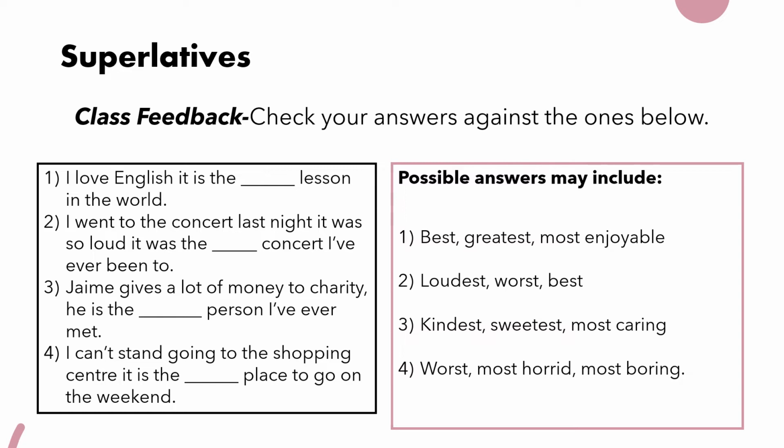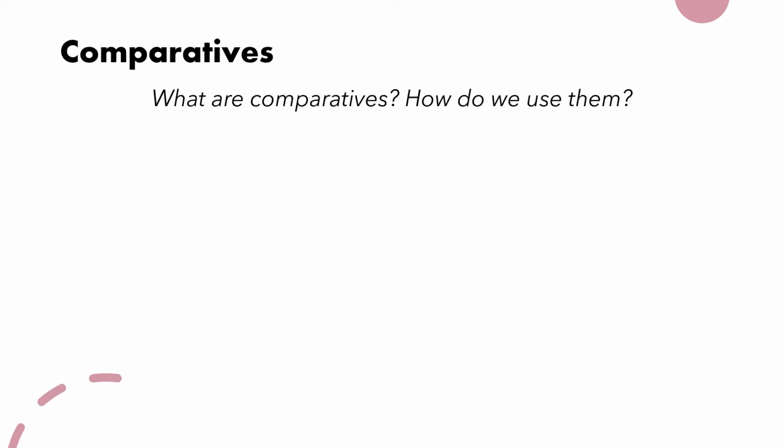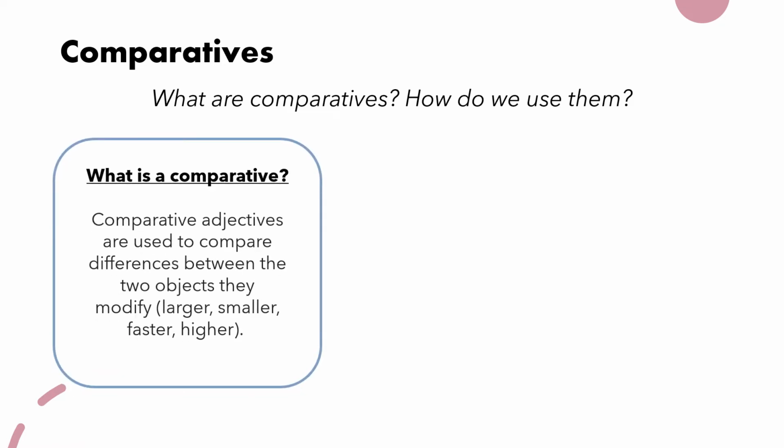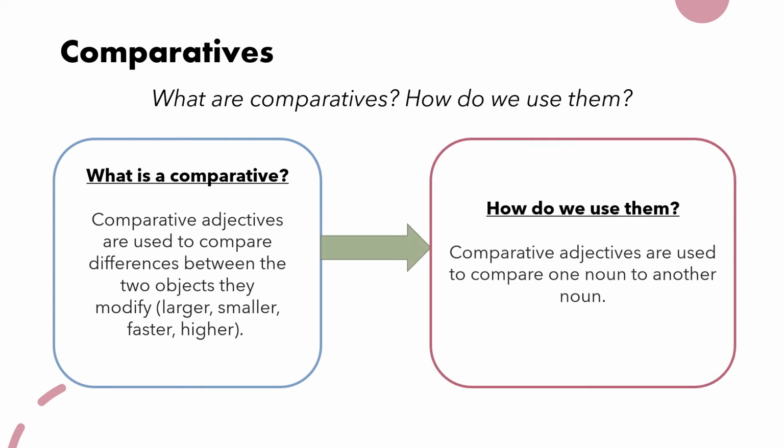Now we're going to go ahead and look at something slightly different. Now we're going to move on and have a look at comparatives. So just like the superlatives that we just went through, these are a different form of adjectives. So what are comparatives? Comparative adjectives are used to compare differences between two objects. They modify them, so they make them either larger, smaller, faster, or higher. So it's important to understand these in terms of making a comparison between different adjectives.